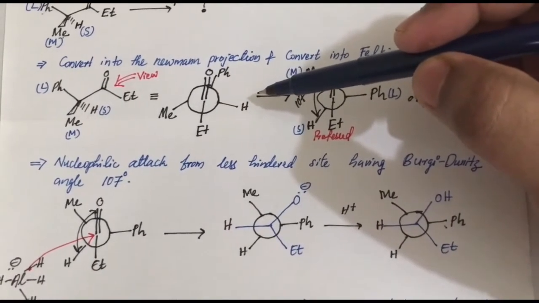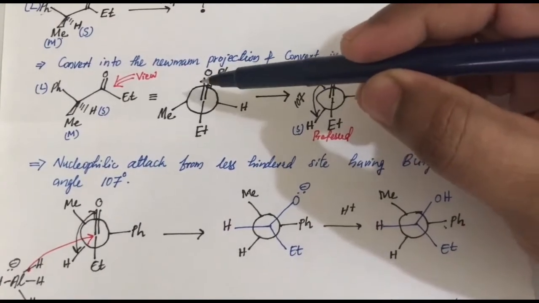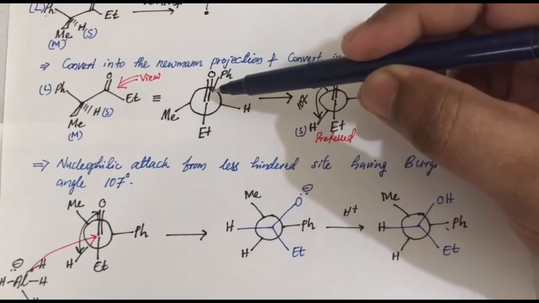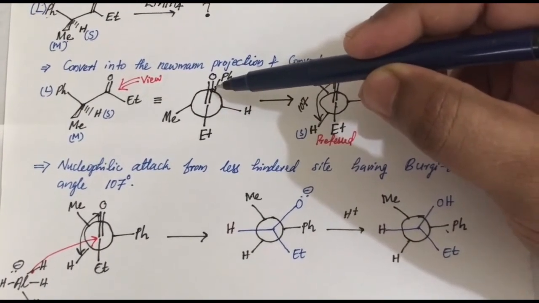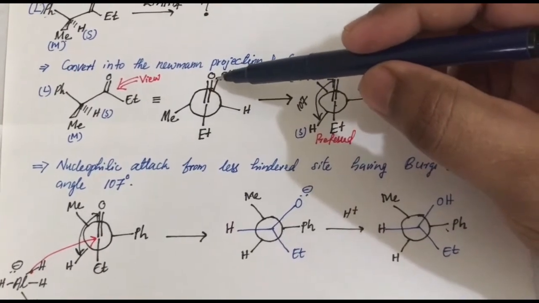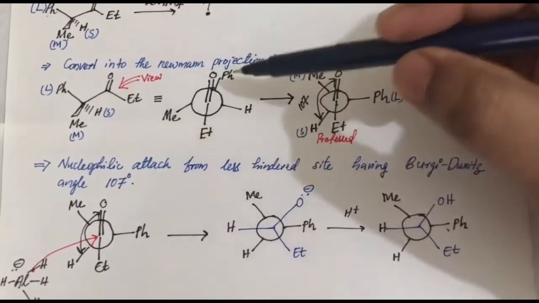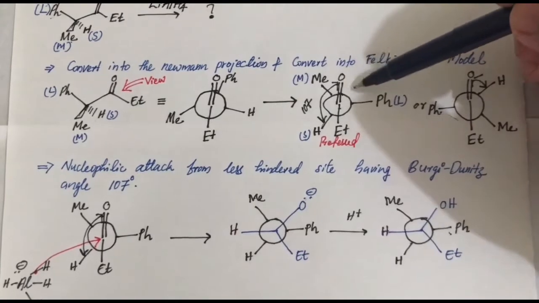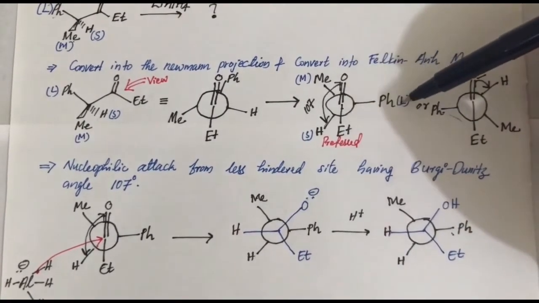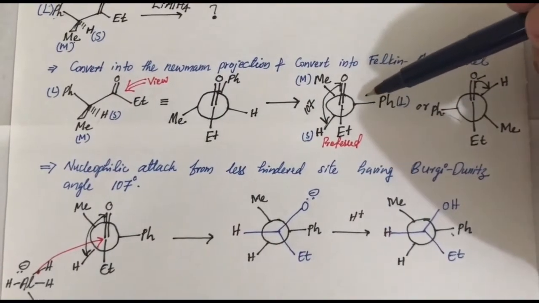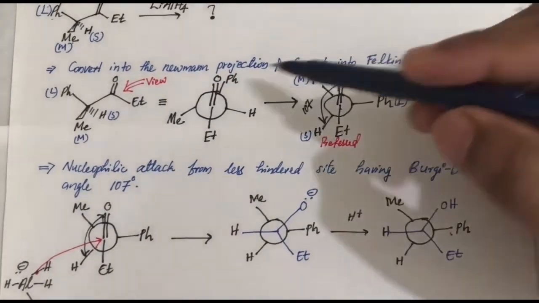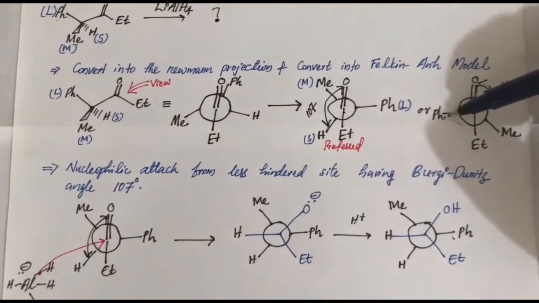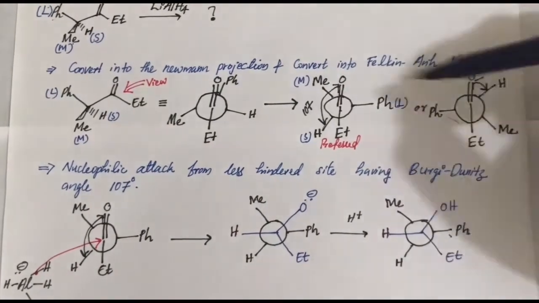The Felkin-Anh model says that in your compound, the larger group possessed on the alpha carbon should be perpendicular with respect to the carbonyl compound. Our alpha carbon has Ph, H, Me. Among these, we know that Ph is the larger group. So accordingly, Ph should be perpendicular with respect to the carbonyl compound. We can have another possibility also. When I rotate this towards the left, what will happen? Ph comes to this position. It is also perpendicular with respect to the carbonyl. These two are Felkin-Anh models.